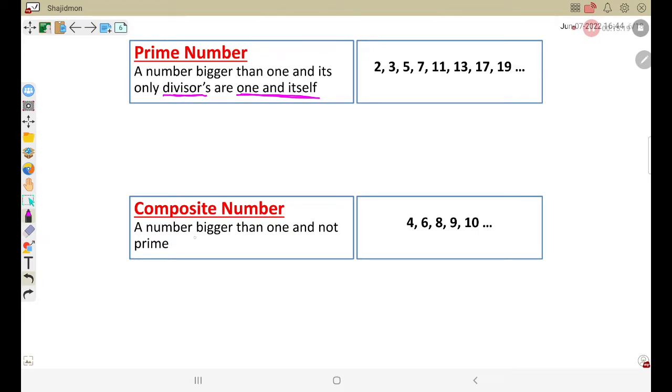Now composite number means a number bigger than 1 that is not prime, correct? If a number is not prime, we are calling it a composite number. Bigger than 1, always we are taking numbers more than one. 2, 3, 5, 7, 11.